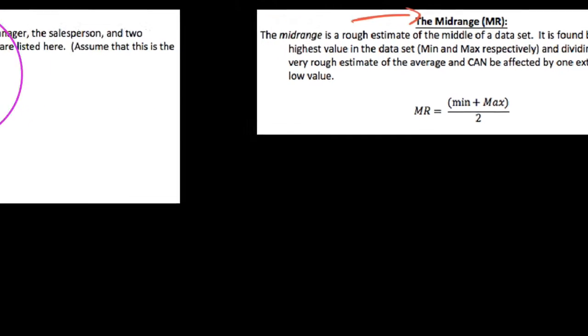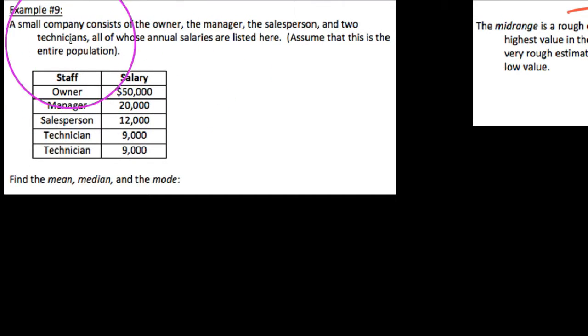In order to do so, I've got a really small data set here. We say a small company consists of the owner, the manager, a salesperson, and 2 technicians, all of whose annual salaries are listed here. Assume that this is the entire population. This is actually important. We actually have everybody's data here, so we're going to write with notation that's a little bit different. But let's go ahead and start with the mean.